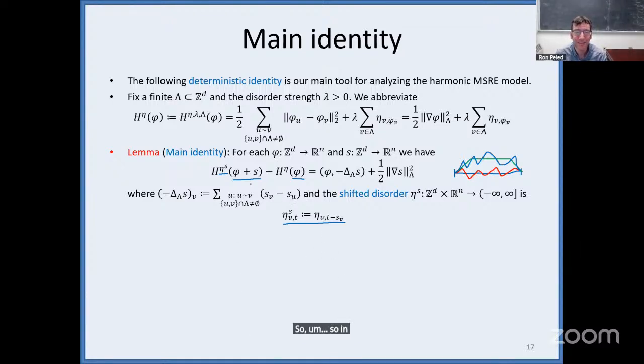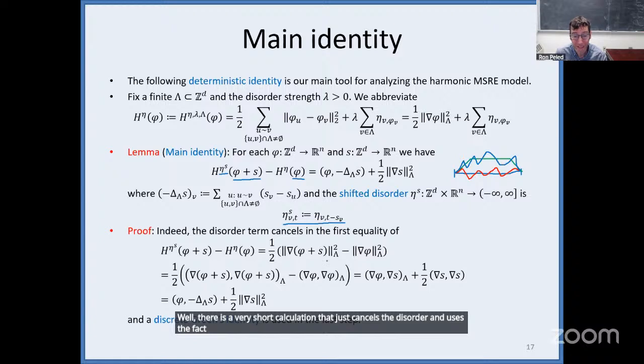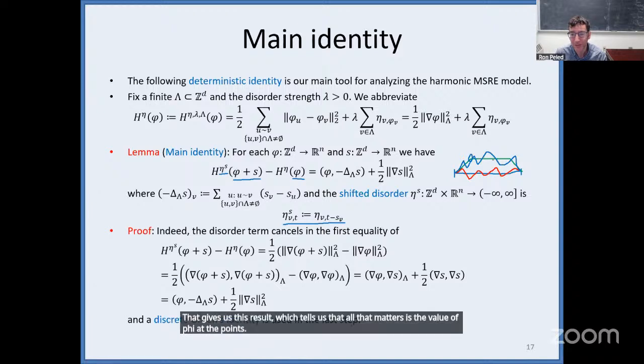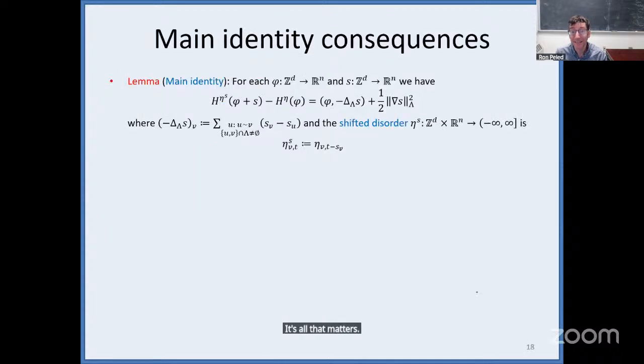So in the shifted disorder, what is the difference of energies? Well, there is a very short calculation that just cancels the disorder and uses the fact that we have a quadratic energy, so it's an inner product, and a discrete Green's identity, but just 3 lines that gives us this result, which tells us that all that matters is the value of phi at the points where the shift function has a non-zero Laplacian, so in this case, the corners, and the energy, it's a Dirichlet energy of the shift function, of the green function. It's all that matters. And this gives a lot of consequences.